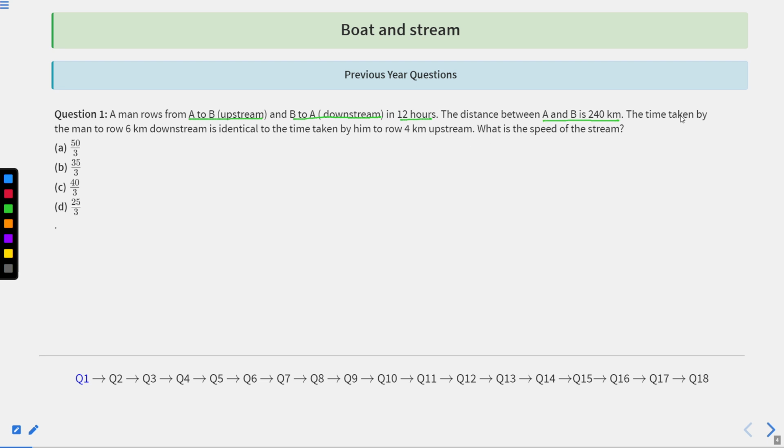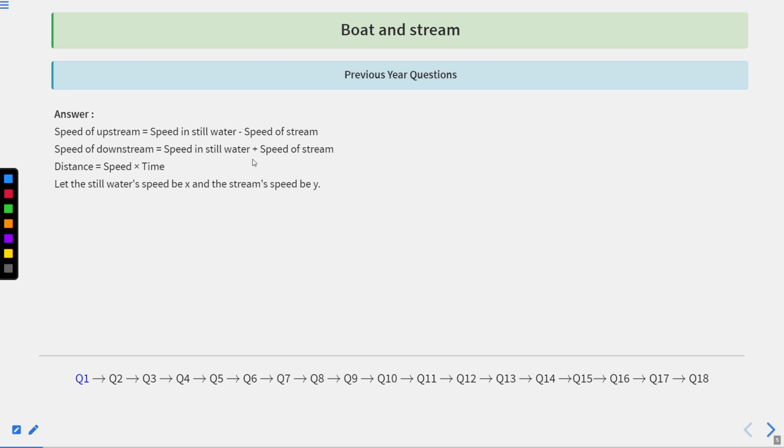The time taken by the man to row 6 kilometers downstream is identical to the time taken by him to row 4 kilometers upstream. So what is the speed of stream? We have to find the speed of the stream. Let us begin with the solution.